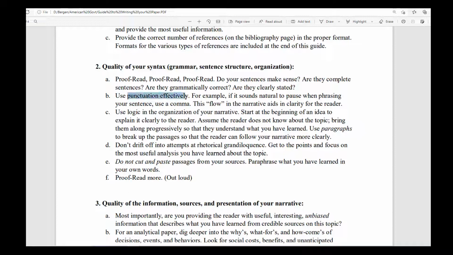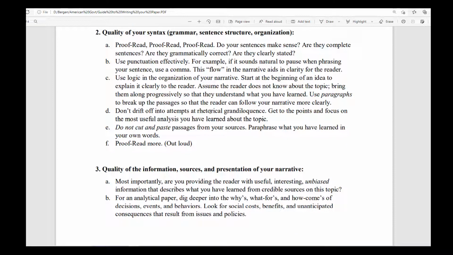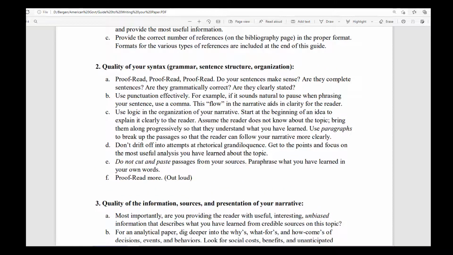Use punctuation effectively. If it sounds natural when you're reading it to pause when you're phrasing a sentence, we'll put a comma there, because that would help the reader do that same thing. That would help the reader absorb that information a little bit more clearly. This creates a flow in your narrative that is kind of hard to explain to somebody, but when a reader is reading it and that flow comes across naturally, it makes it easier for them to read it, aids in the clarity for the reader.